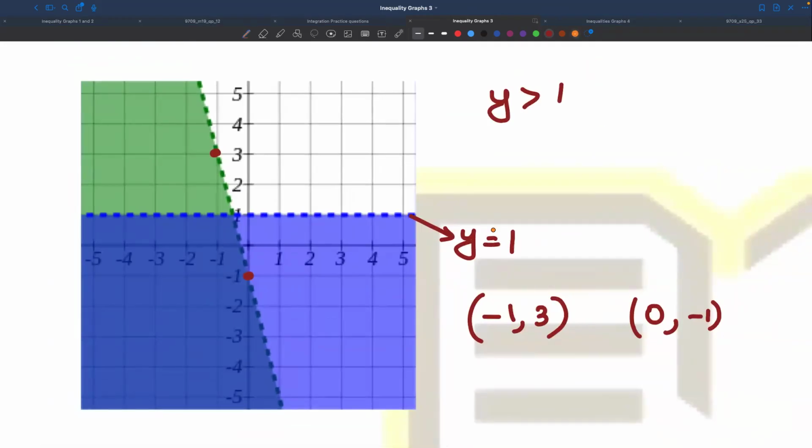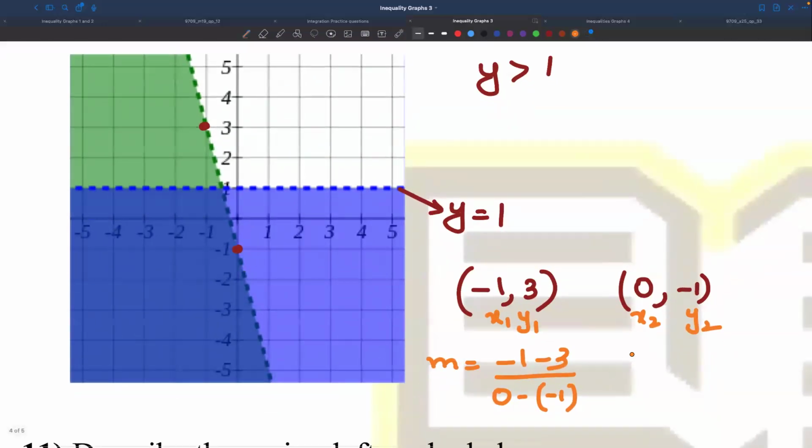Now, once you have chosen 2 points on the line, you will write x1, y1, you will write x2, y2, and then you will find the gradient. y2 minus y1, that is -1 minus 3, divided by x2 minus x1. Be very careful with this working. So you will get -4 upon +1. So the gradient is -4. Once you get your gradient as -4, the y-intercept, I can see, is -1. So the equation of this line I will write as y equals -4x minus 1.